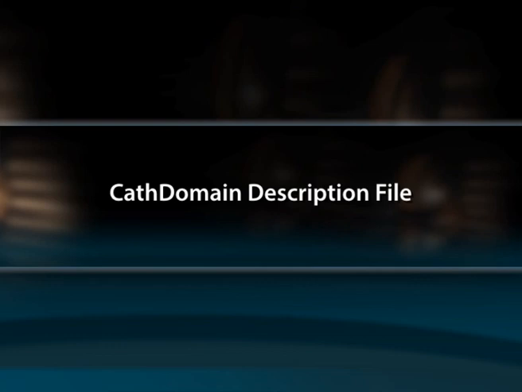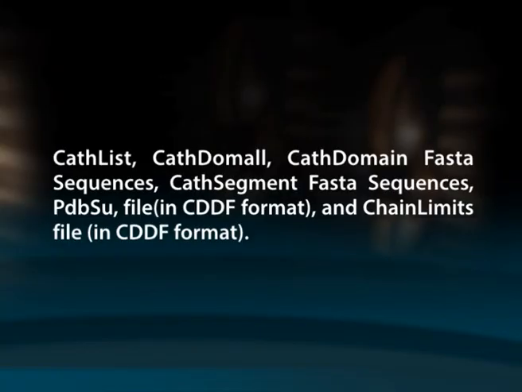CATH supports the following flat file formats: CATH domain description file. Information in this file format is compiled from the following files: CATH list, CATH domal, CATH domain FASTA sequences, CATH segment FASTA sequences, PDB-SU, file in CDDF format, and chain limits file in CDDF format. CATH domal. This file format describes domain boundaries for entries in the CATH database. Only PDB chains that have been split into domains have a CATH domal entry. Note that domains that are composed of whole PDB chains are not found in this file.